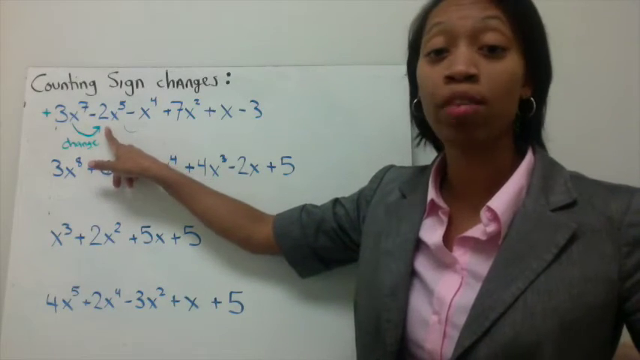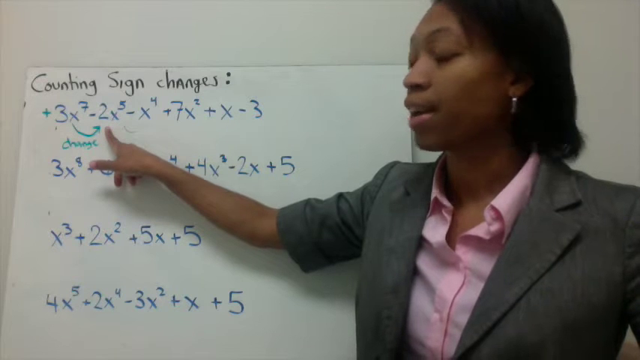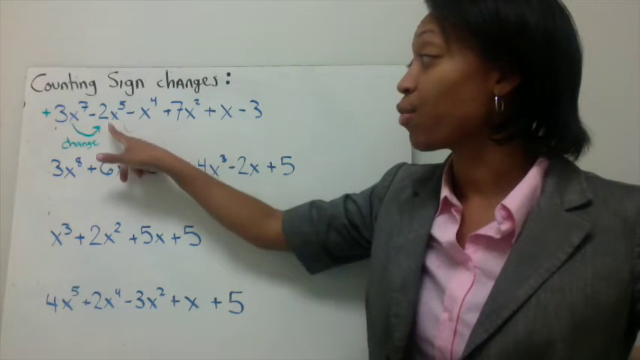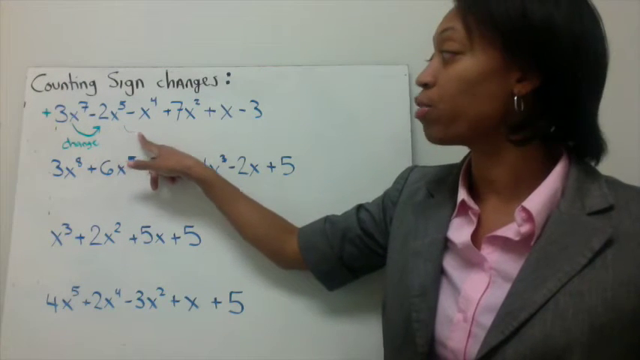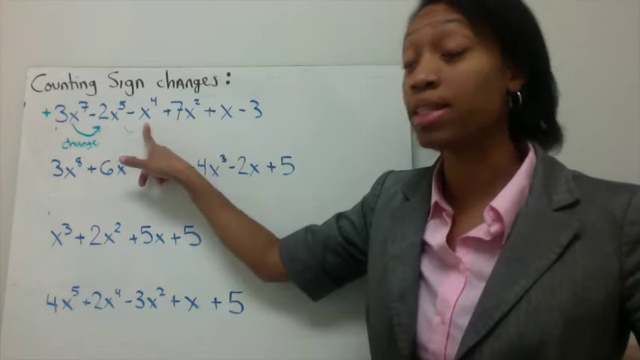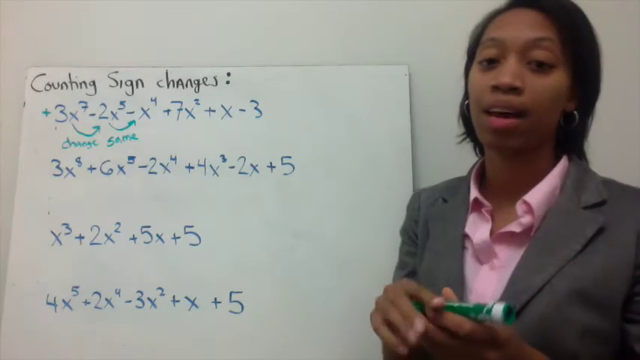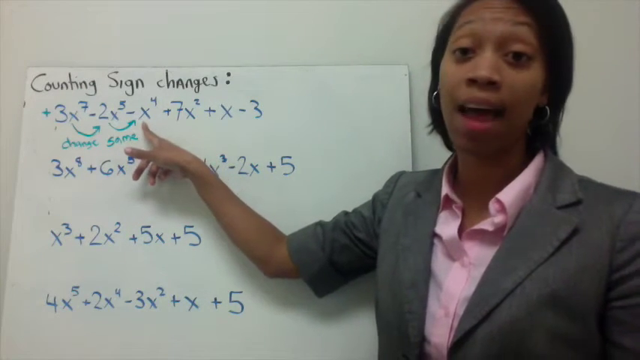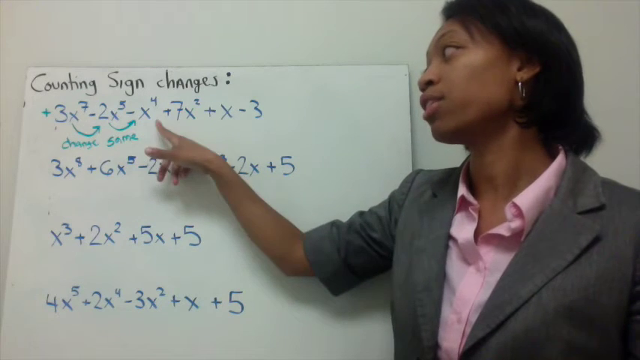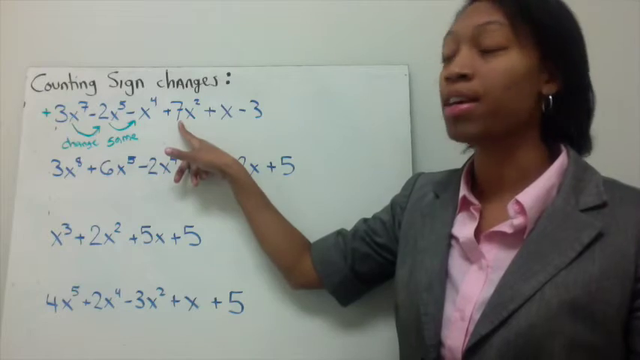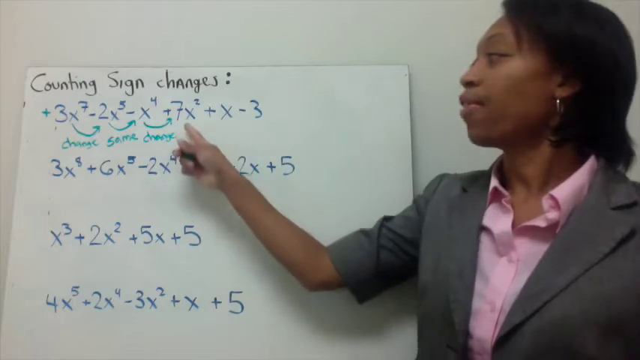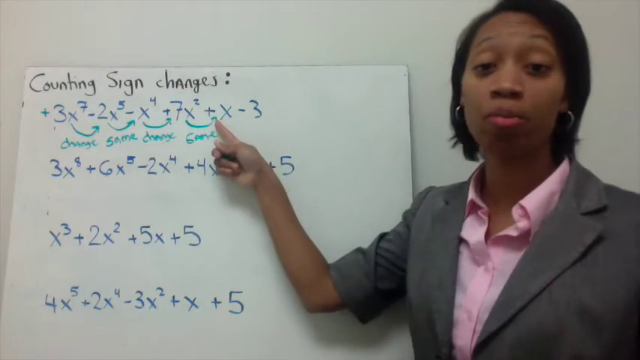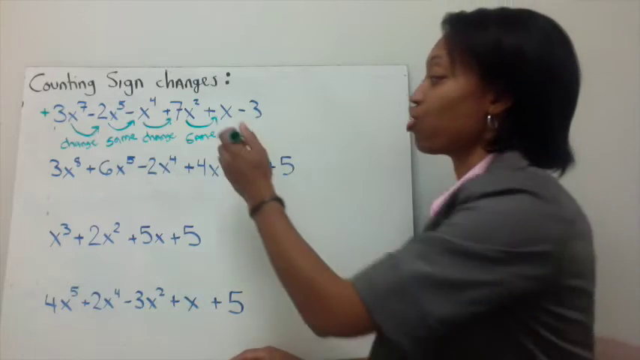Now, going from this one, this here is a negative 2, and the next value over is a negative x. So this time we started at a negative, and we're going to a negative here. So it stayed the same. We stayed with the same sign. How about the next one? Is it a change or is it the same? I'm going from negative x, and then I'm going to a positive 7. So I'm going from a negative to a positive. So that is a change. And then here I'm going from a positive to a positive. So that's the same. And here from a positive to a negative, a change.